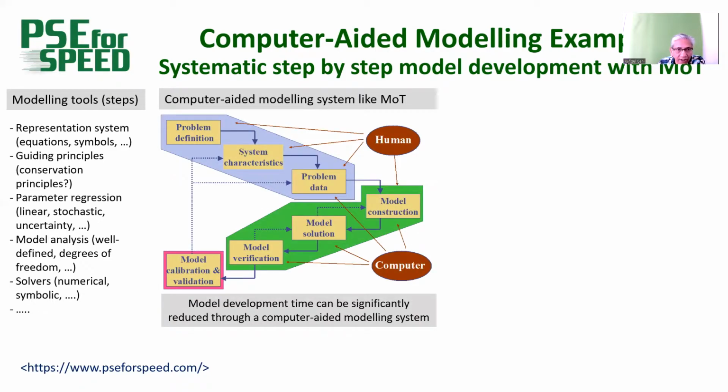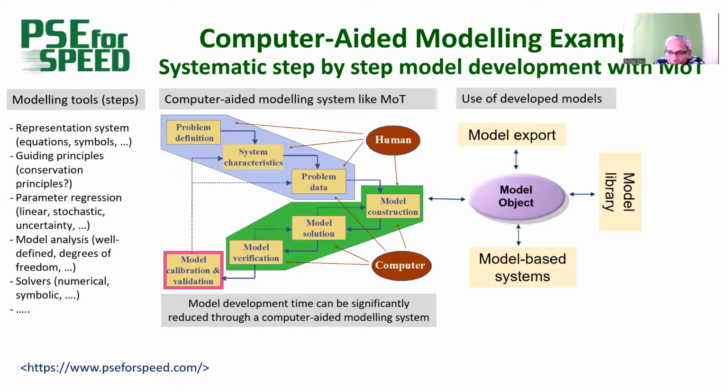If all those tools are combined together in a computer-aided modeling system, then significant reduction of computing time or development time of the model can be achieved. And this is done by combination of parts or modeling steps that the human can do very efficiently and reliably, and the computer can do very, very fast and reliably. So a perfect combination is needed to develop the models in record time or very fast.